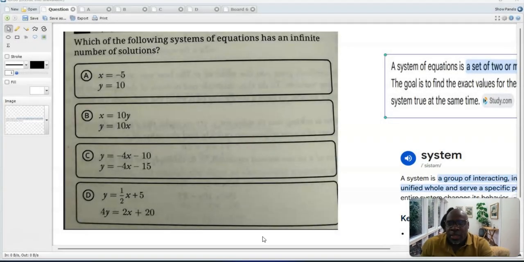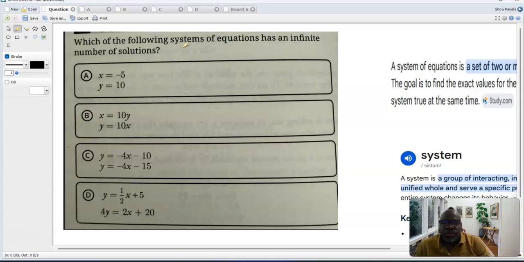Let's go. So today, we're looking at another SAT lesson, and this one is looking at systems of equations. For this question, it says, which of the following systems of equations has an infinite number of solutions?